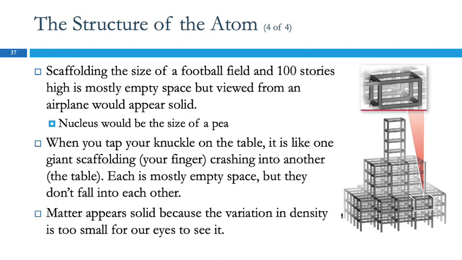So how does matter not just pass through each other? When you tap your knuckle on the table, it's like one giant scaffolding, your fingers, bumping into another giant scaffolding, the table. Both of these are empty space, but they don't fall into each other. Does that make sense? I need visual aids for this, but I don't have them. So matter appears solid because the variations in density are way too small for our eyes to see. Any questions?